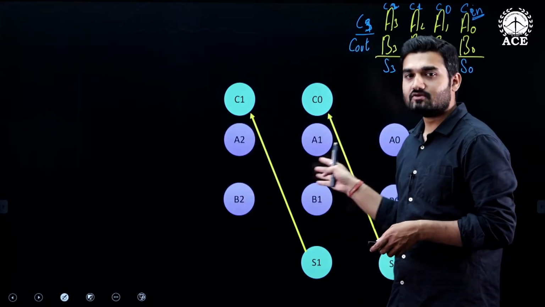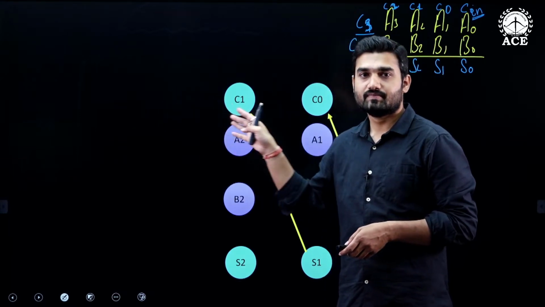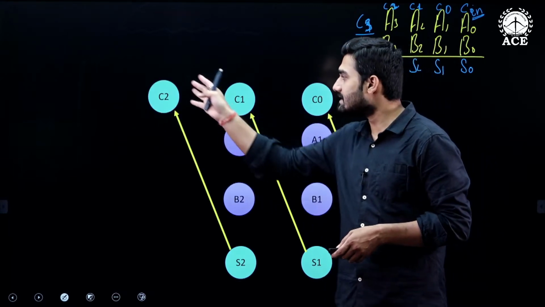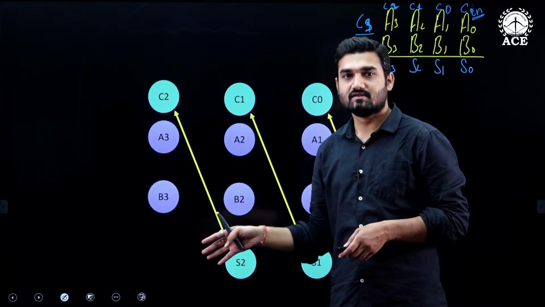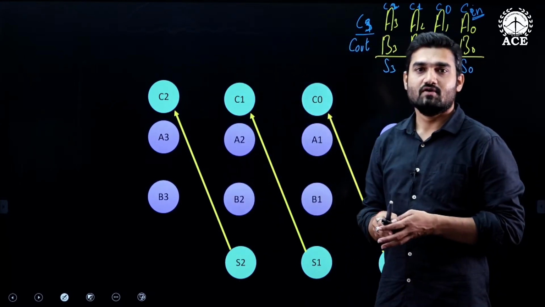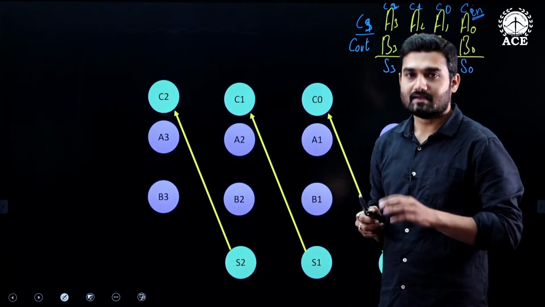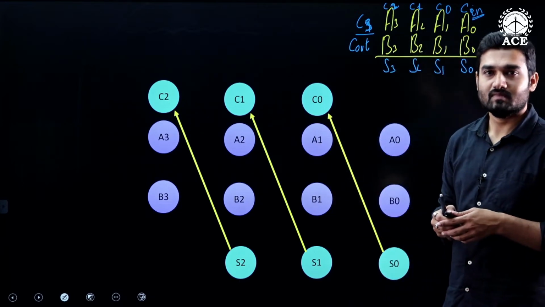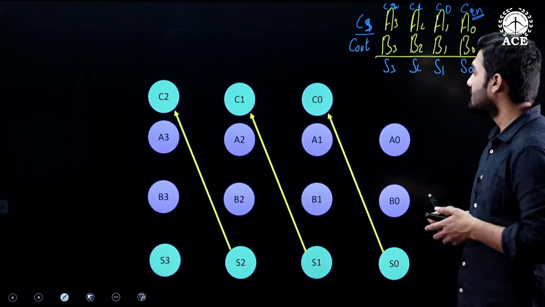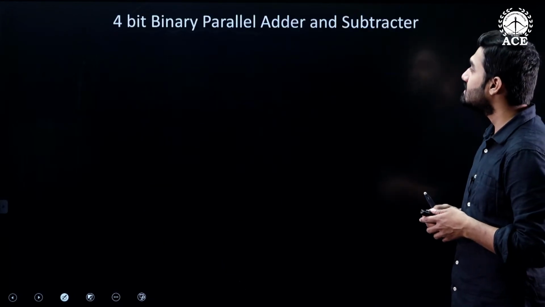No. That's why it is also known as a ripple carry adder. This is the reason. That's the heading I have mentioned: 4-bit binary parallel adder or ripple carry adder. Yes or no? Okay, fine. So I got to know that you know these things.